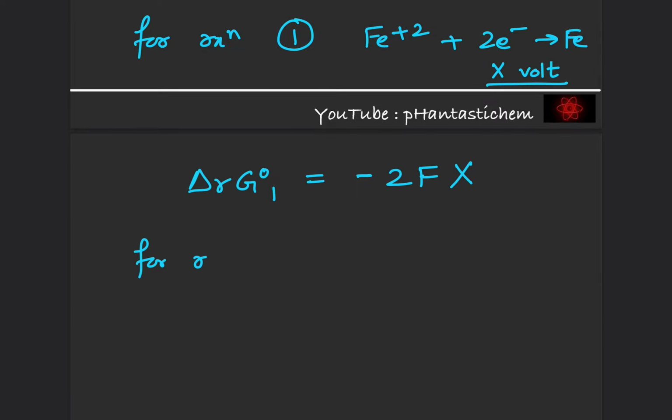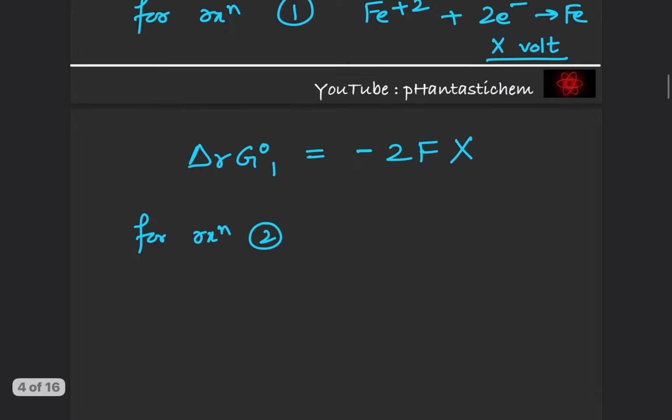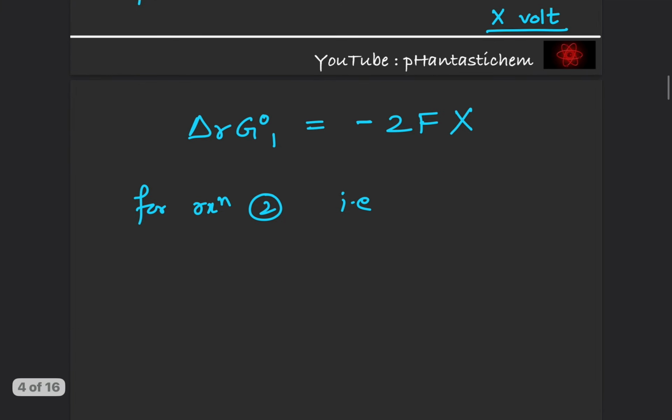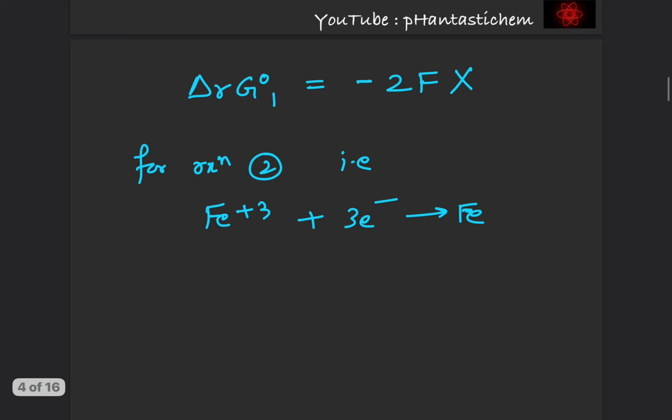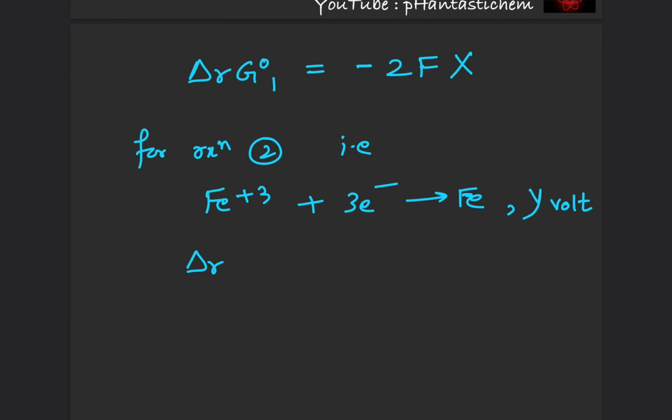For reaction 2, that is the reaction Fe+3 plus 3 electrons becoming Fe, right? And for this the cell potential is given to us as y volt. Okay, so therefore again we know the delta R G naught of the second reaction will be equal to minus, you can see there are 3 electrons involved, so minus 3 into Faraday's constant F into y, because the voltage is given to us as y, right?